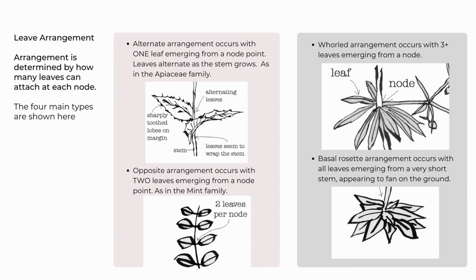A whorled arrangement occurs when we have 3 or more leaves now emerging from a node, and you can see that in the example here of cleavers. And finally, when you have many leaves emerging from a tiny short stem, this is known as basal rosette, because the leaves are fanning around on the ground and the plant appears to be very small. Really good example here would be dandelion.